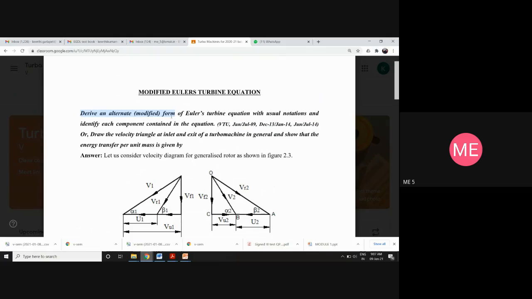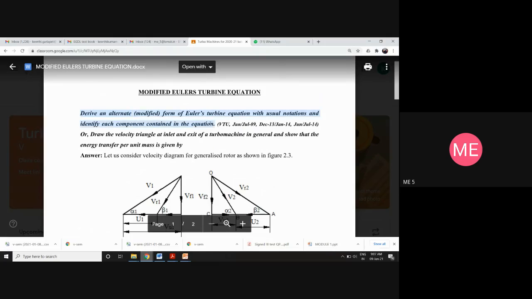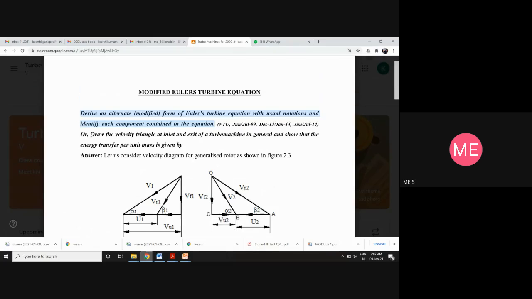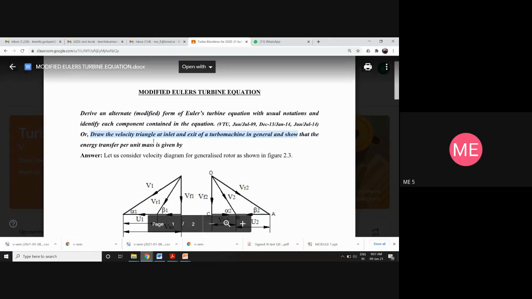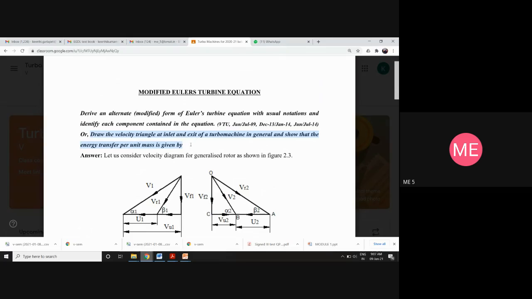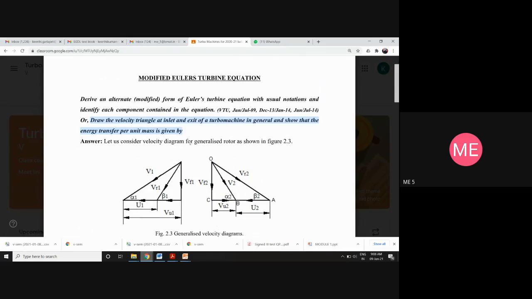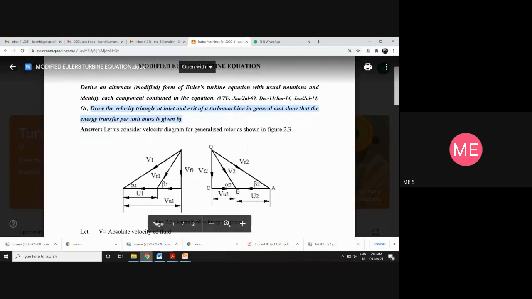Derive an alternate or a modified form of Euler's turbine equation with the usual notation. You can ask like this, or you can also ask like this: draw the velocity triangle at inlet and outlet of a turbomachine in general and show that the energy transfer per unit mass is given by some equation. I missed it. We will find it out at the end.